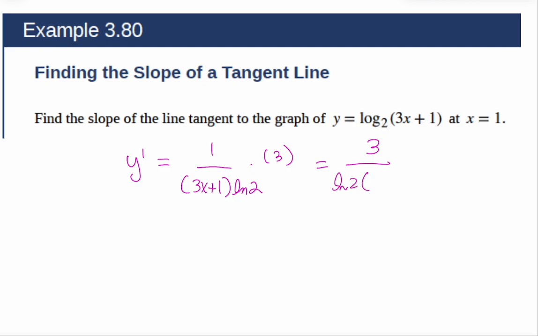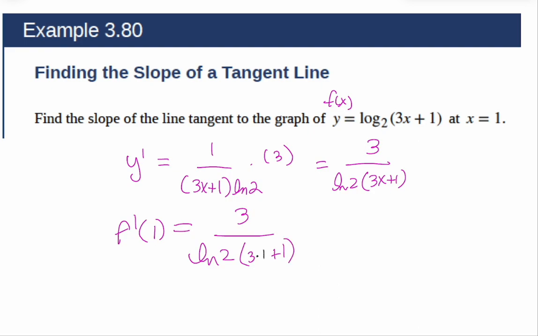the natural log of 2 times 3x plus 1. We'll call this f of x. They want the slope at 1, so they want the first derivative at 1. So that's going to be 3 over the natural log of 2 times 3 times 1 plus 1. Well, 3 times 1 is 3, plus 1 is 4. So it's really just 3 over the natural log of 2 times 4.